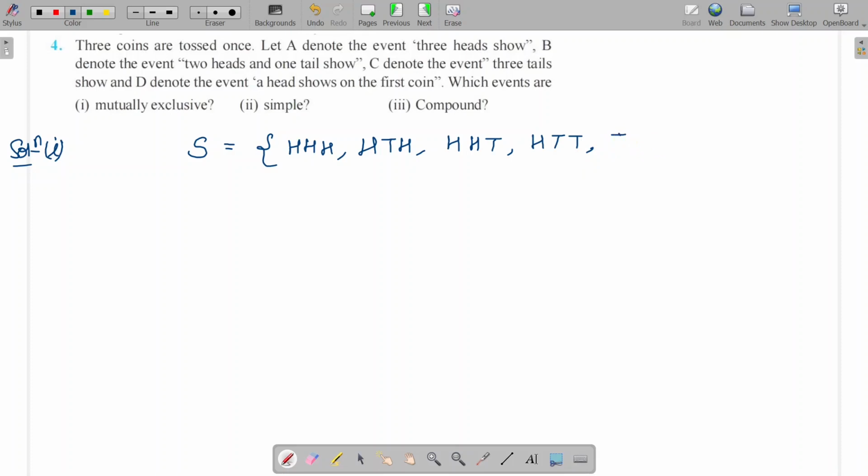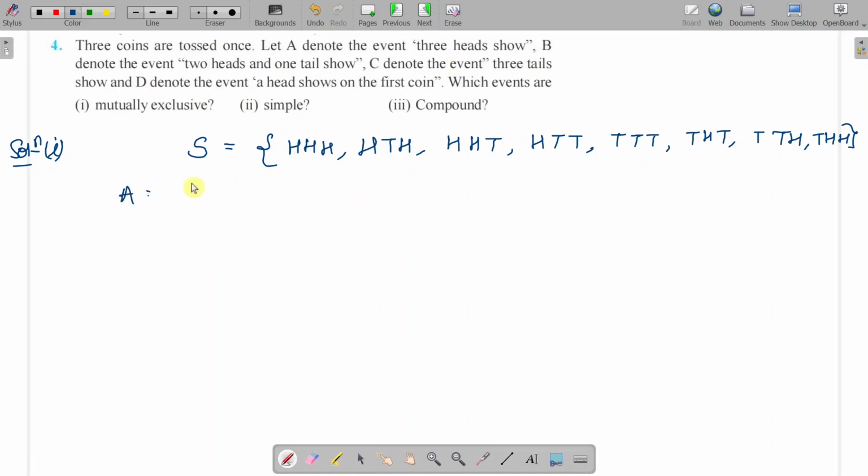So again we can get tail, tail, tail, tail, head, tail, right? Or tail, tail, head, or tail, head, head. So this many sample points will be there in the sample space, right? Now we can write the events A here.